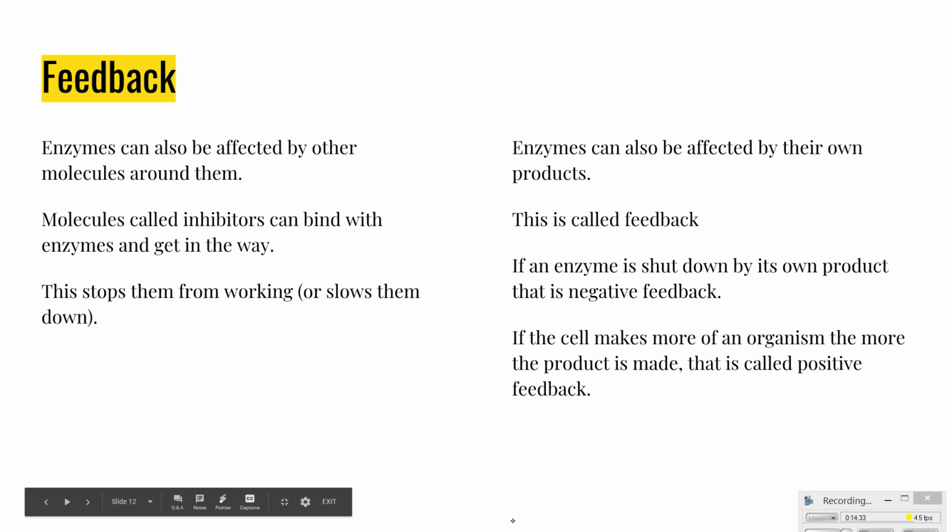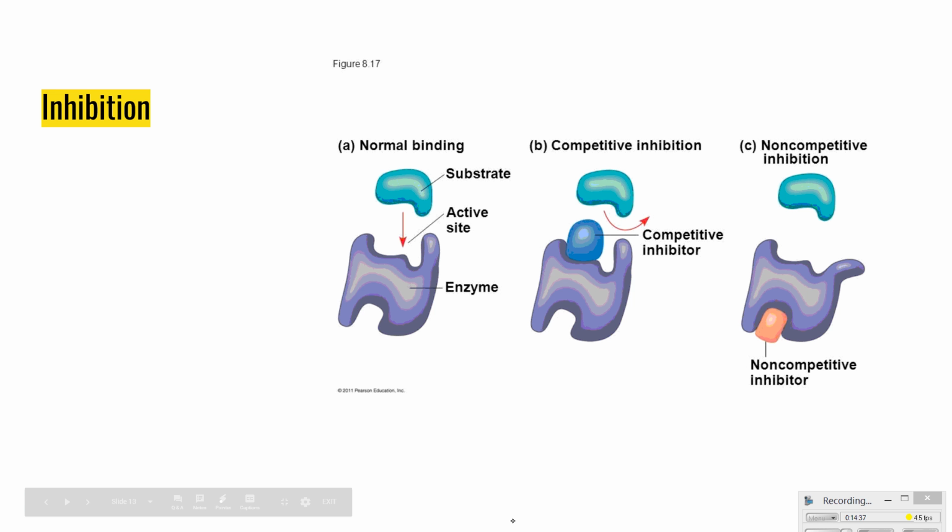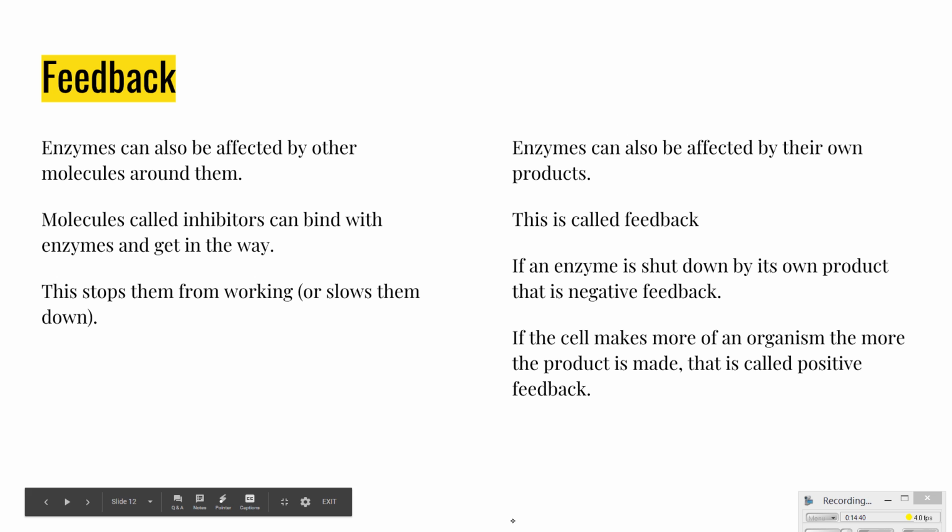The other thing we're going to look at, and this is on the right-hand side of the page, is called feedback. Feedback is a concept by which enzymes can be affected by their own products. If an enzyme's shut down by its own product, that's called negative feedback. If the cell makes more of a product based on the reaction that's occurring, that's called positive feedback.